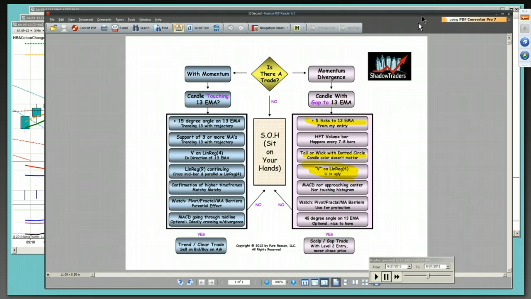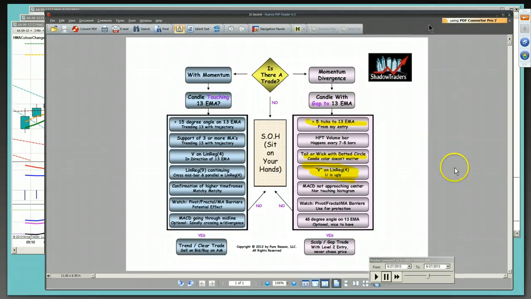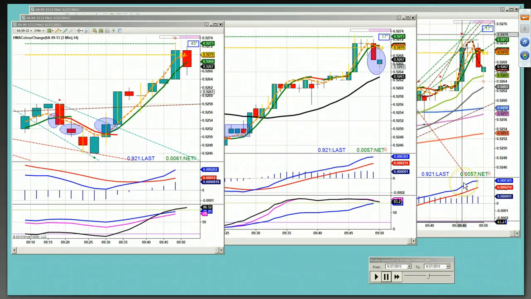So if you're going to do that, you want to make sure, can you see here, we have the asterisk, so we have the dotted circle, the Linreg made a V, and we've got to make sure that we're 5 or more ticks away, so we jump in and grab 3. That's the only criteria we have to work with.